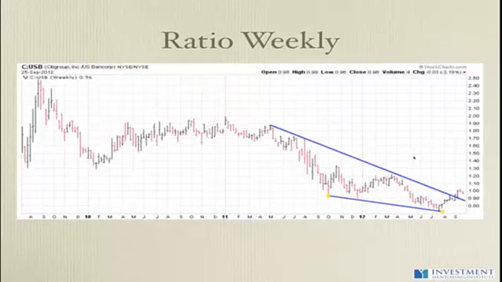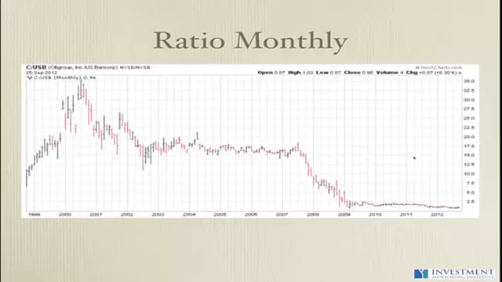Now, just to put this in big perspective, now I want to blow your minds for a minute. There's the monthly chart. We're now down around 1, where the ratio of the two stock prices is about 1. But back in 2000, Citibank was trading for 35 times the price of U.S. Bank Corp. So you can see in the crisis of 2007, 2008, Citibank went from around 17, 18 down to 1.